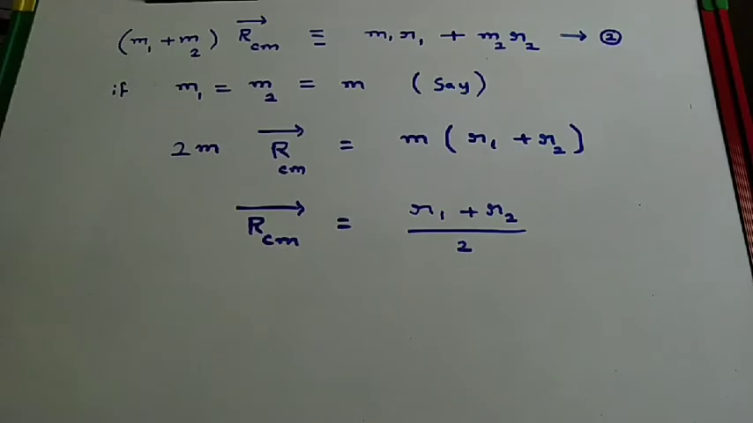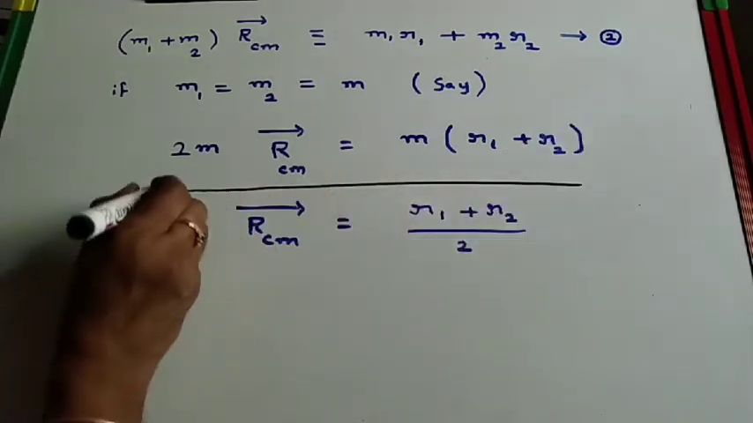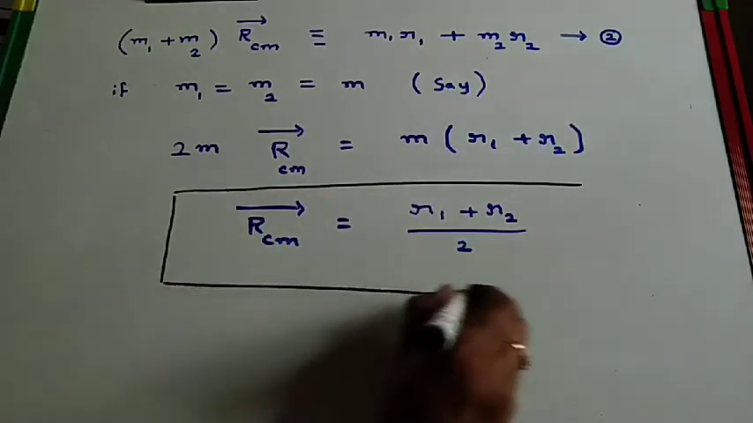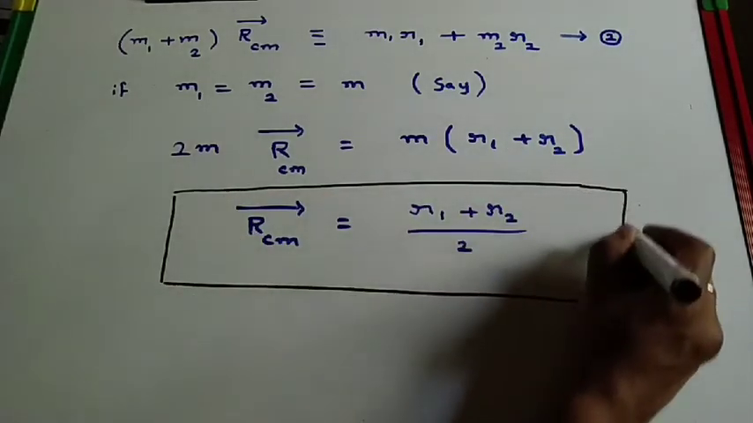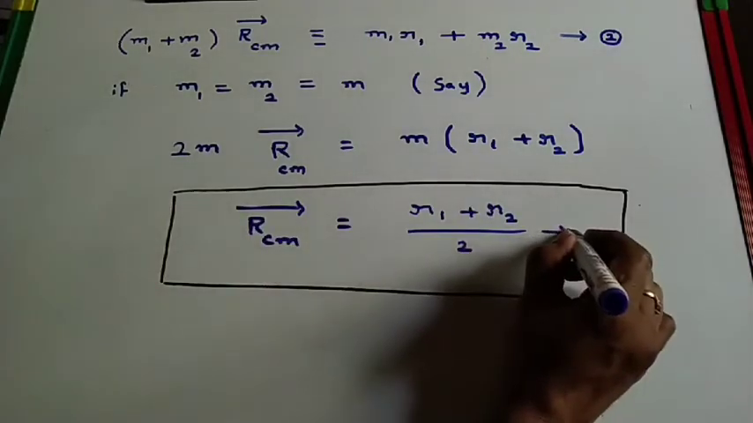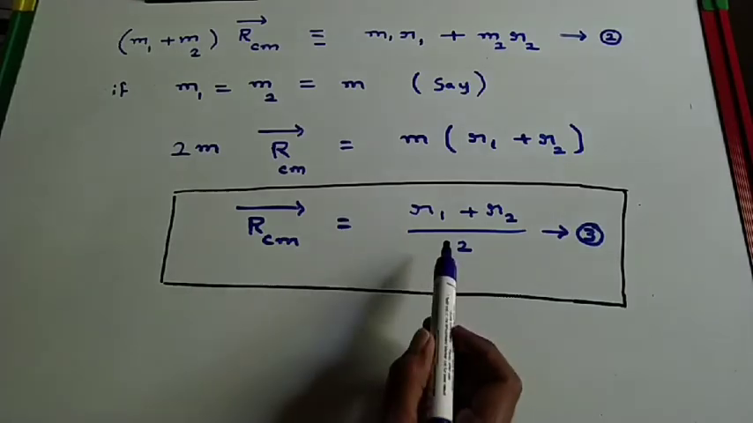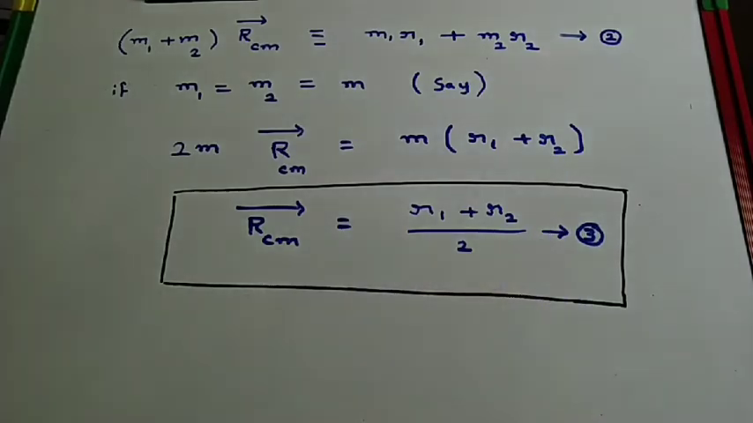This is the required equation. This is the main equation. Consider this is equation number 3. Once again, RCM is equal to R1 plus R2 by 2.